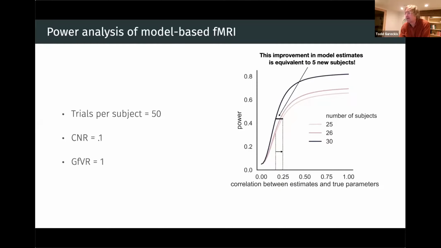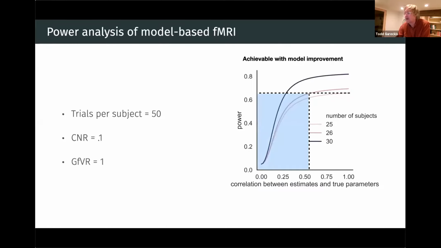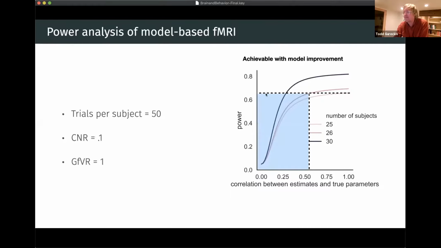So the root problem movement, yeah. And there's also, interestingly, only a range of achievable power values that are approachable with improvements in the correlation.